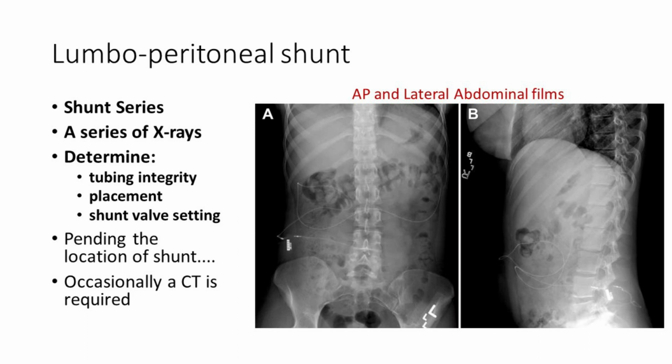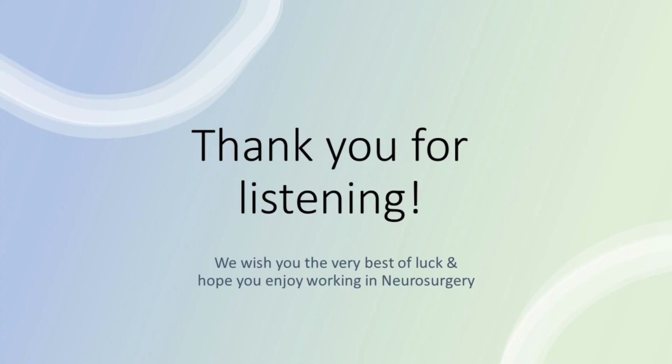Right, I see. But the lumbar peritoneal shunts, again, similar beast, but you just have to do AP and lateral, and often the valves are not adjustable. No. Often. So but it can be, but often not. But it's just an AP and lateral of the abdomen. Yeah. Okay.